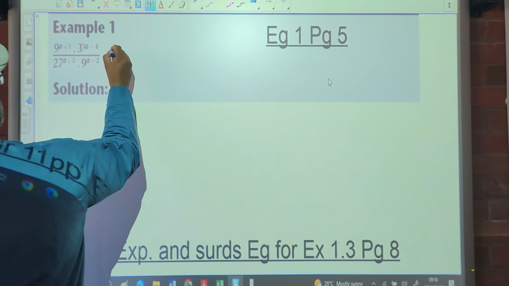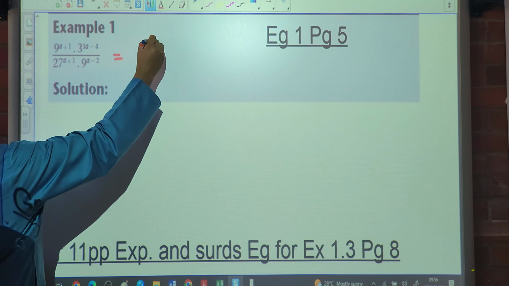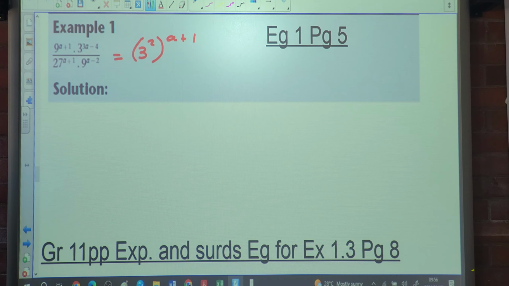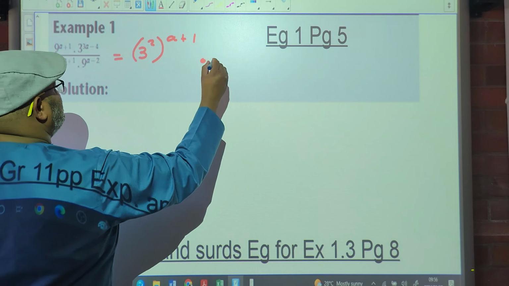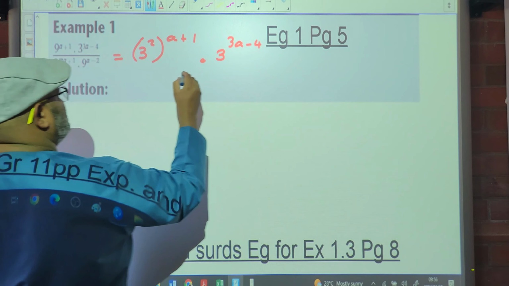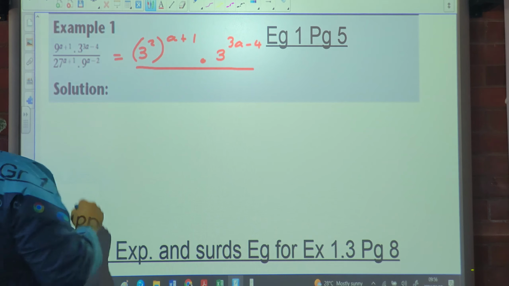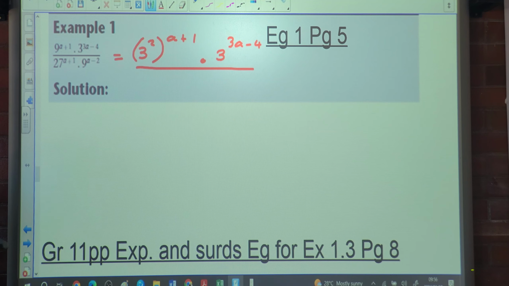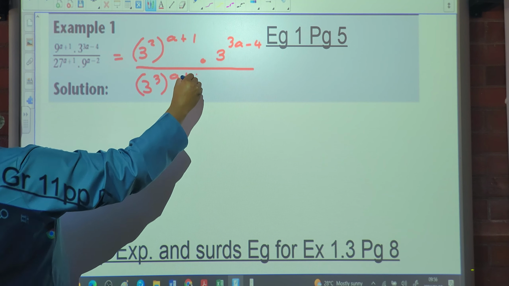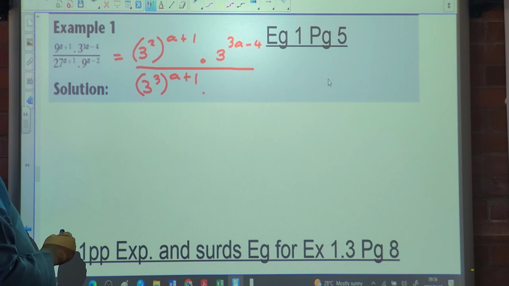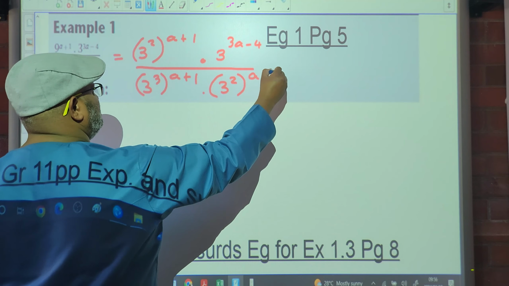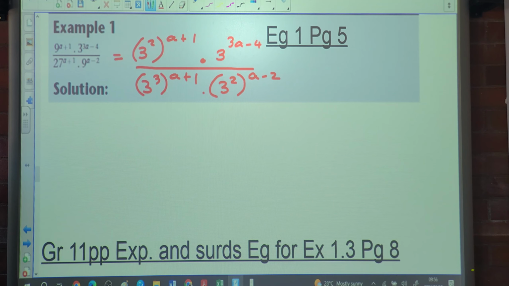So we say that 9 can be written as 3 squared, raised to the exponent a plus 1, times 3, which is already in its prime base, so it's going to be 3 to the 3a minus 4, over 27 can be written as what? 3 cubed raised to the exponent a plus 1, times 9 can be written as 3 squared raised to the exponent a minus 2.